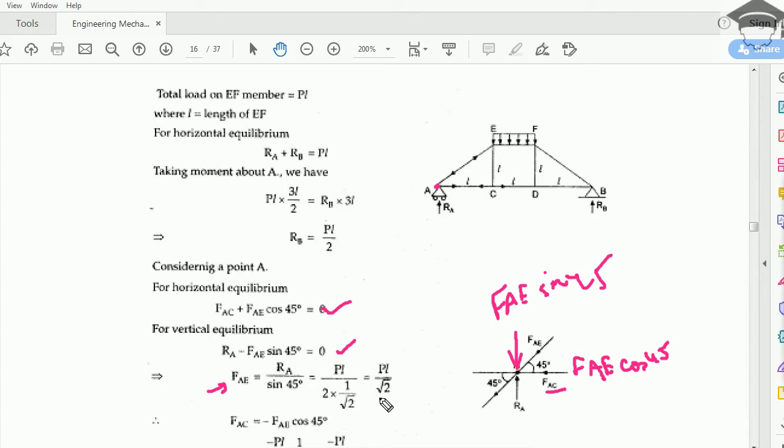If it comes negative, that means we have taken the direction wrong. So ideally the direction of this force FAE will be downwards. Then finally we have this FAE. I'll remove everything. So FAE we are having.